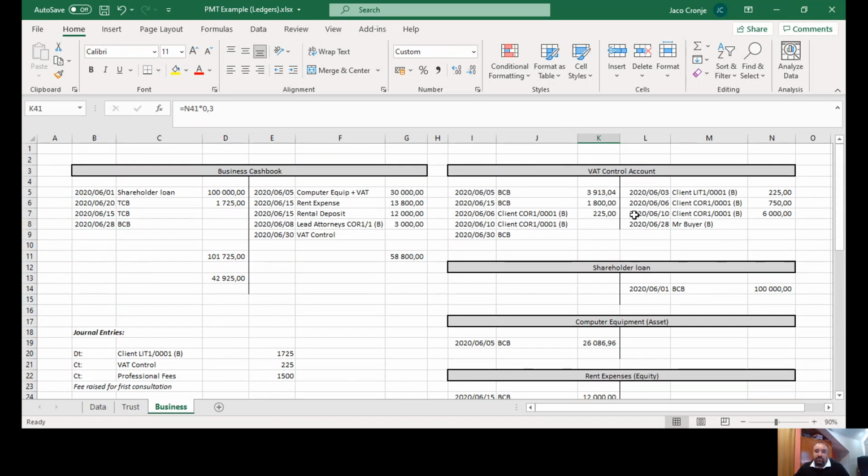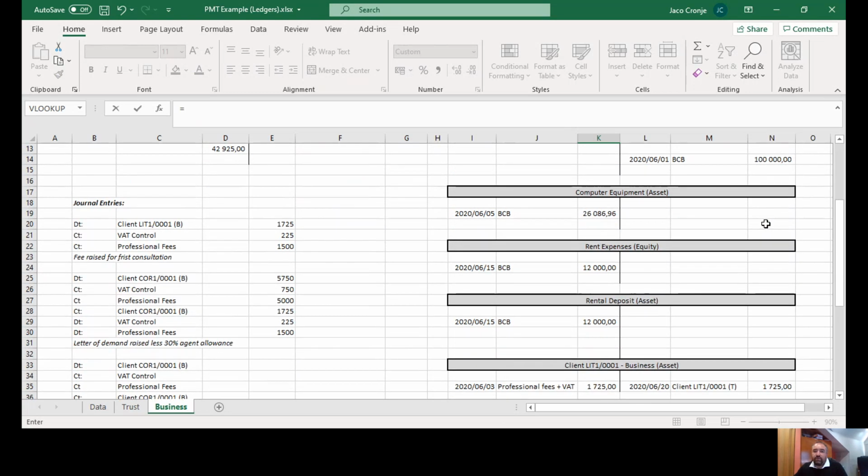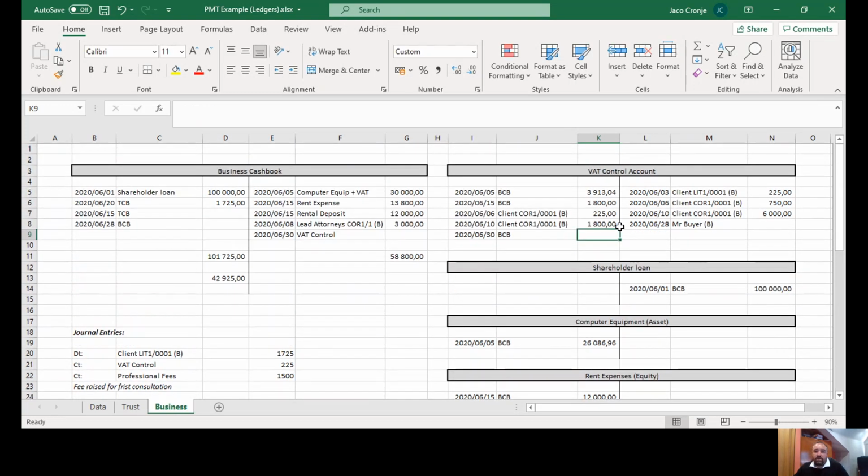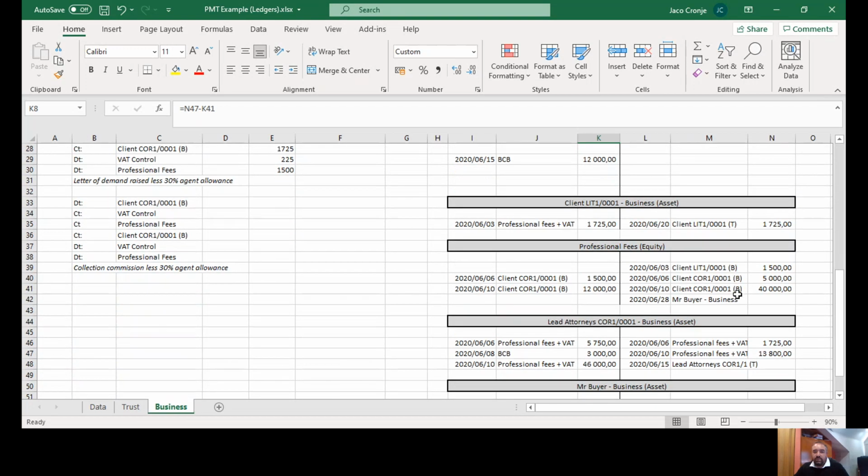So I need a debit entry in my VAT. So I'm telling SARS I'm not going to pay you 6 because I didn't get the full fee. I'm going to pay you less by 1,800, because 1,800 is the VAT on the agent's allowance, which I'm not going to get.